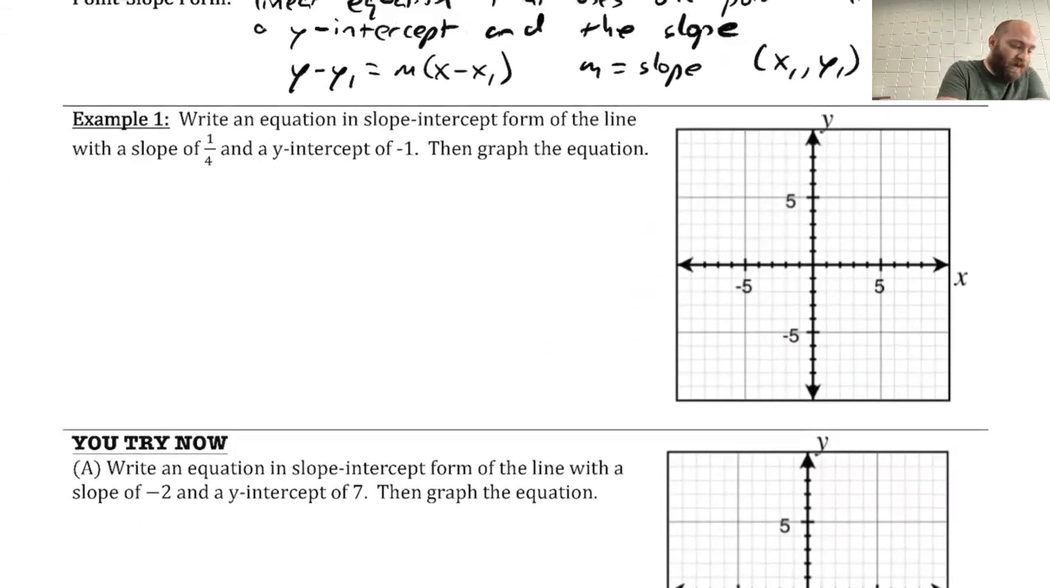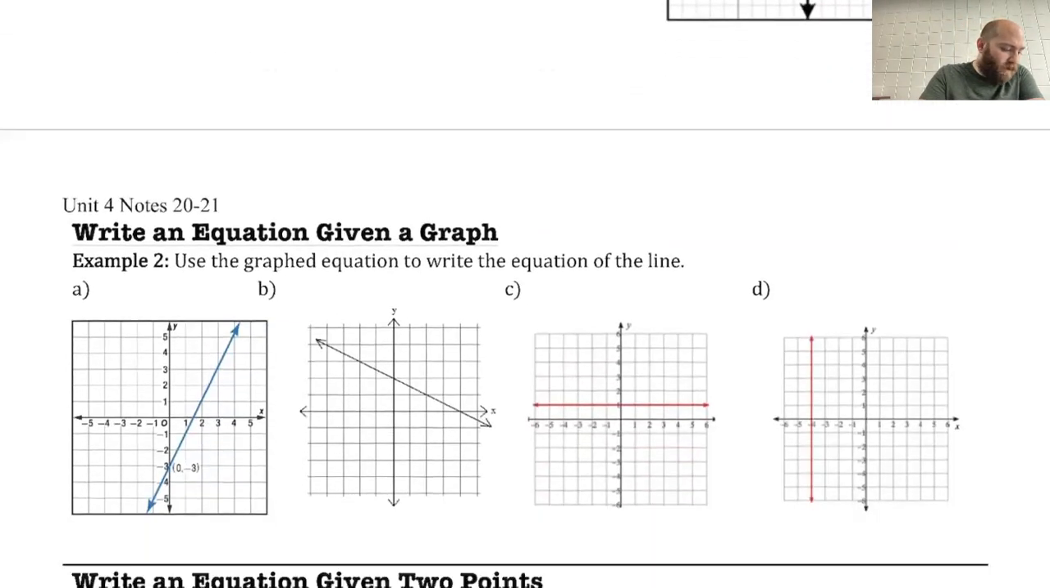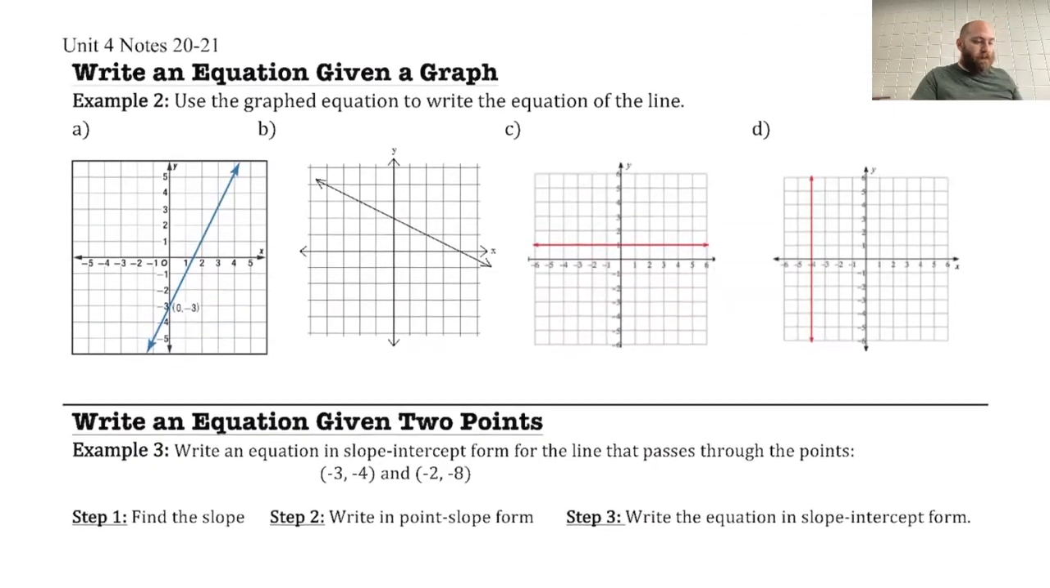So we got a slope of 1/4, so that's m, and the y-intercept b is equal to -1. So y is equal to 1/4 x minus 1. For graphing purposes, we go to 0, -1, and we go up 1 to the right 4, or down 1 to the left 4. And there's my graph. So that's a quick little review of what we did before. You try that now on your own.